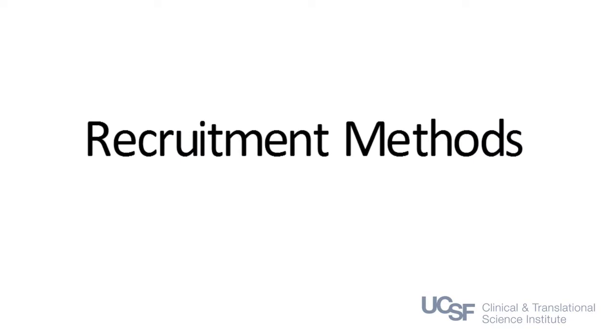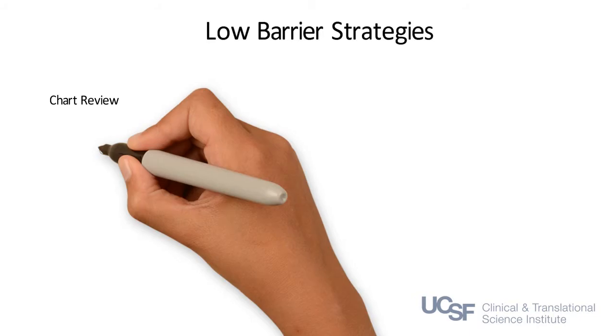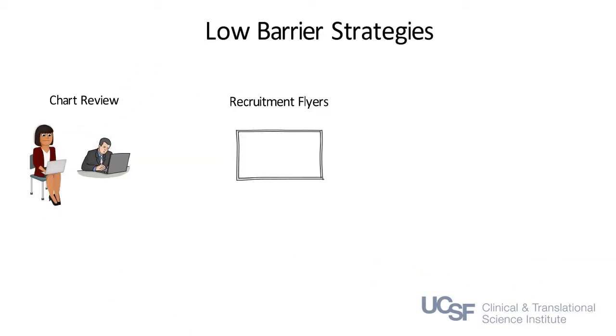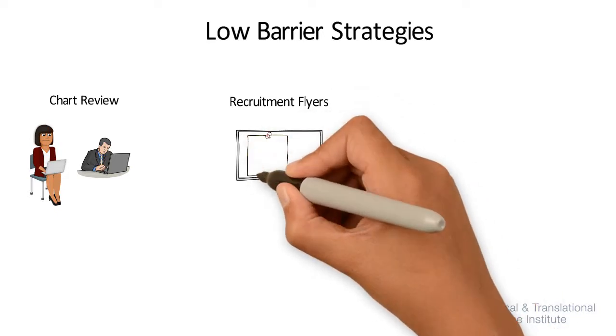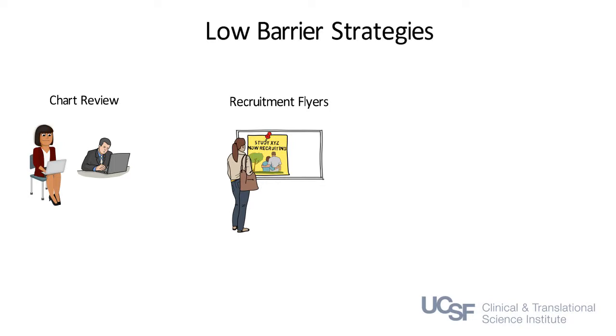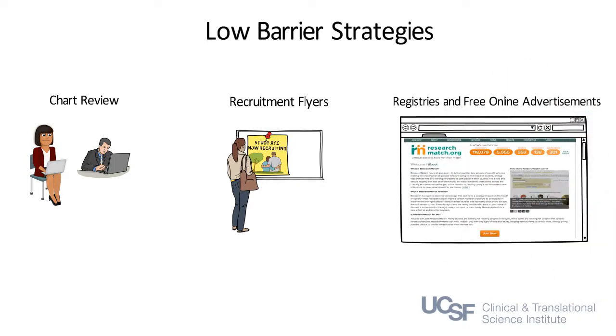First, we'll start with strategies that are relatively easy to execute. If you are unsure of what recruitment methods to choose, or if you have a limited budget, you may want to start with methods that have a low barrier to entry. Some of the recruitment methods that are easy to implement include utilizing chart review, creating recruitment flyers, national registries such as Research Match, and free advertising such as Craigslist. Keep in mind that while these methods may be low cost in terms of expense, they can require a significant effort from the research team to execute.